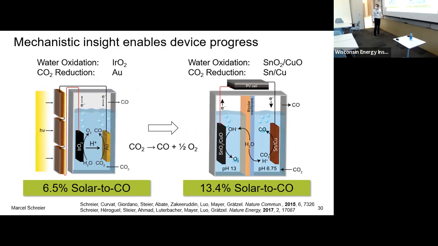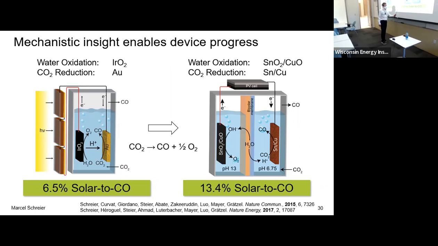Remember this cell? This is what I showed at the very beginning. We used this cell to transform, under the action of sunlight, carbon dioxide to carbon monoxide and oxygen. And actually, with this cell, using iridium oxide and gold, so the most expensive material imaginable, as catalysts, we achieved a 6.5% solar to carbon monoxide energy conversion efficiency.